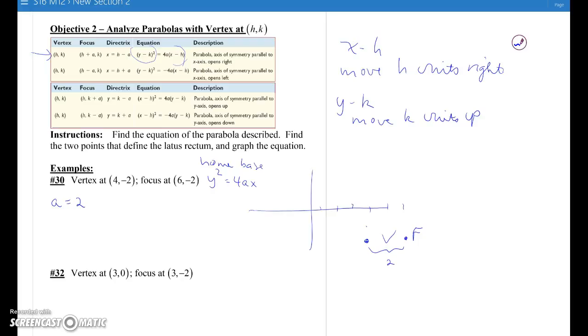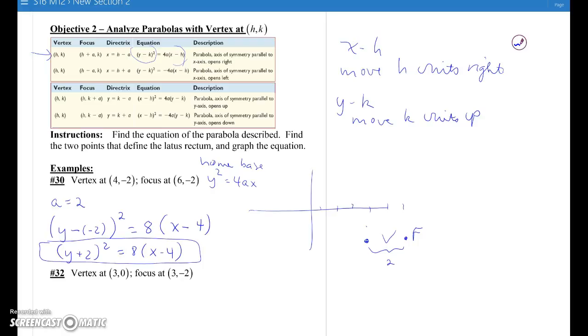And then I worry about the shifts. So I'm going to say y minus the -2, the y coordinate of the vertex. That's going to be squared. 4a is 8. And then it's going to be x minus 4, the x coordinate of the vertex. So I'm going to have (y plus 2) quantity squared equals 8 times (x minus 4). So this is the equation of the parabola.